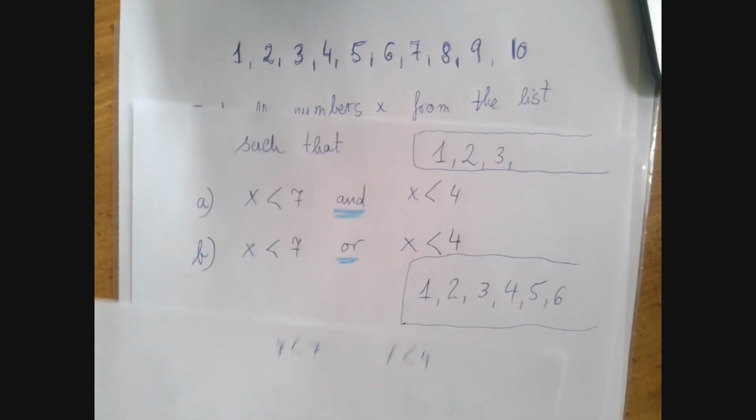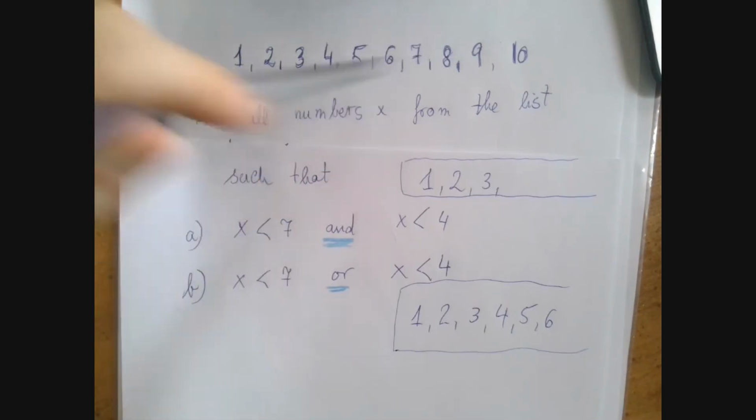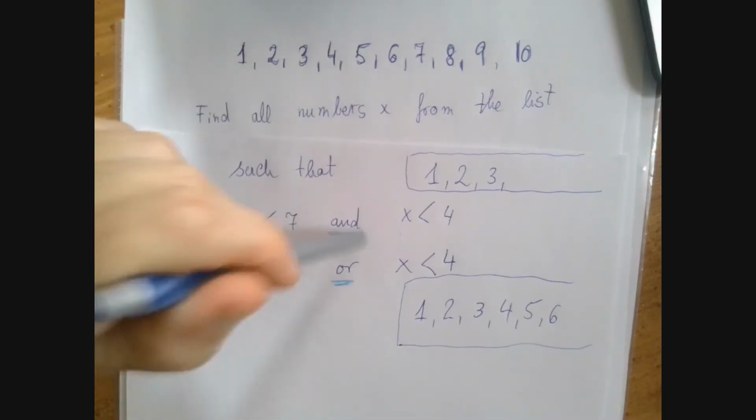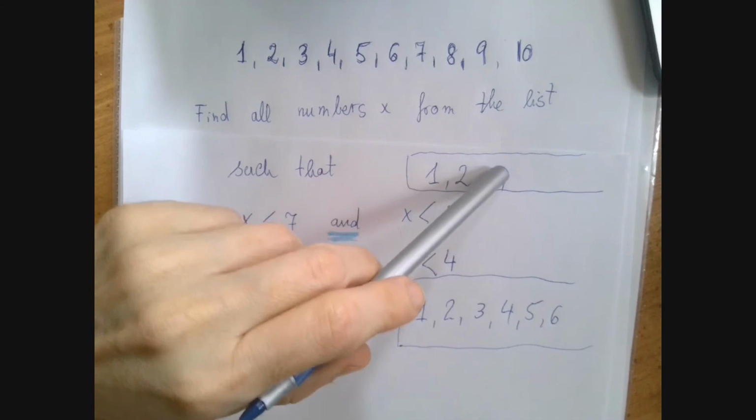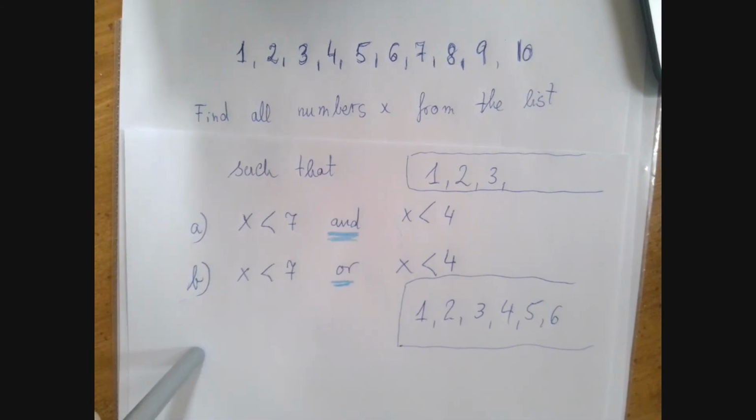So the two solutions are the integers from 1 through 10 that are less than 7 and less than 4 are 1, 2, and 3. And the ones that are less than 7 or less than 4 are 1, 2, 3, 4, 5, and 6.